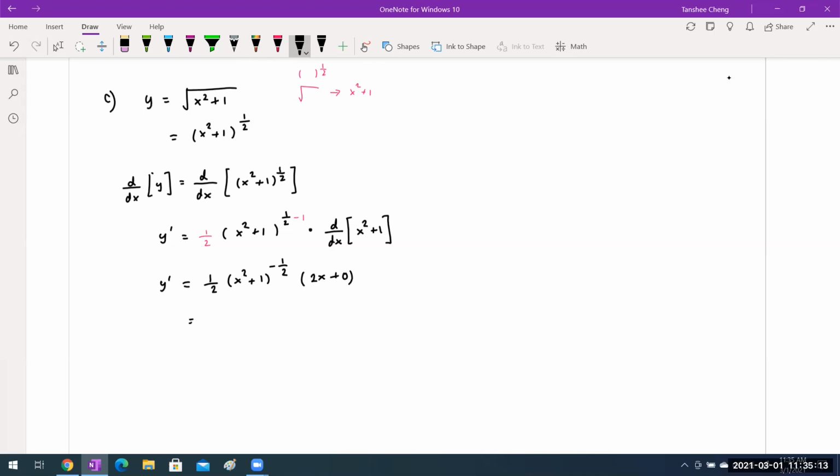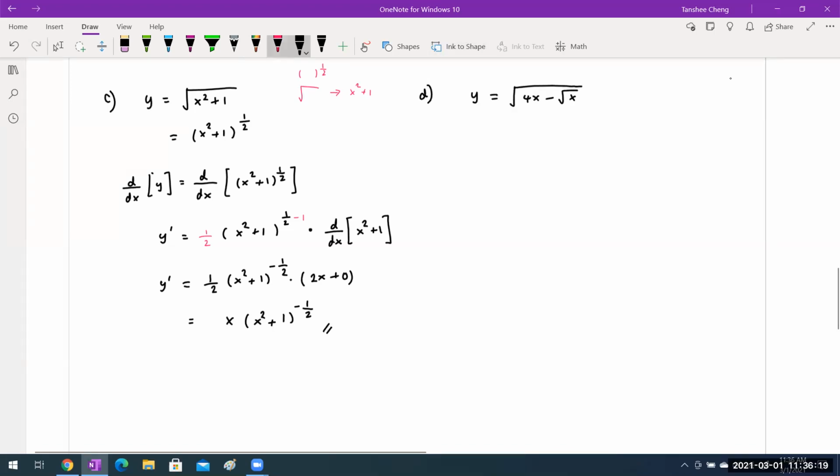So simplifying a bit, this 2 and then this 2 will be canceled to reduce it. So I'll have x times x squared plus 1 to the negative 1/2 power. Or if you want, you can write it into the positive exponent by reciprocating it. But for me, it is okay, because at this level, I assume that we all know how to simplify it. Example D.